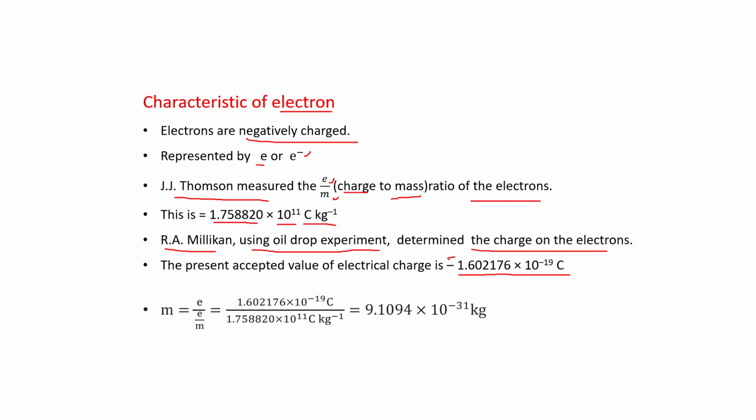That's why this minus sign is used here. We can find out the mass of electron by using this. That is, if we divide charge by charge to mass ratio, then we can get the mass of electron. Put the value. This is the value of charge. This is the value of e by m. If we solve it, we will get the mass of electron, which is 9.1094 into 10 to the power minus 31 kilogram.